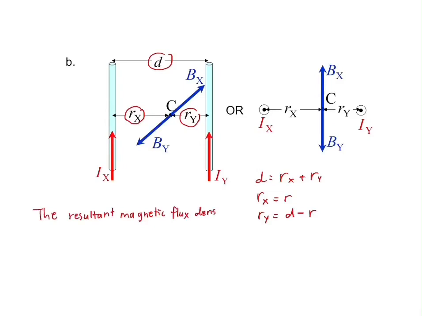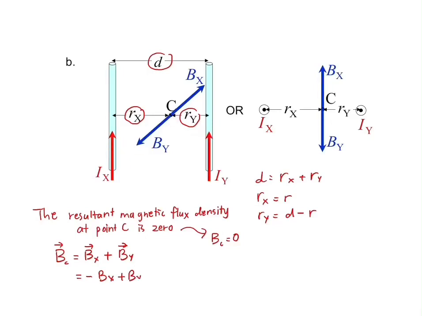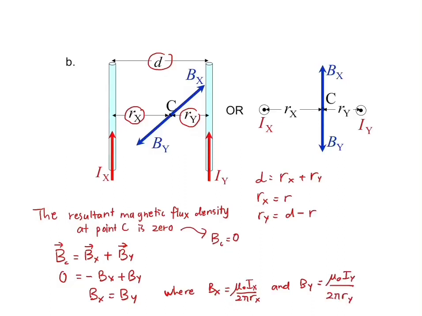Then the question has mentioned that the resultant magnetic flux density at point C is 0. So we know that B at C is 0, and BC is the sum of Bx and By. Because Bx is going into the page, Bx will be negative, and By is going out of the page, so By will be positive. And BC is equal to 0. So from here we can see that Bx will be equal to By, where Bx is mu naught Ix over 2 pi Rx and By is mu naught Iy over 2 pi Ry.